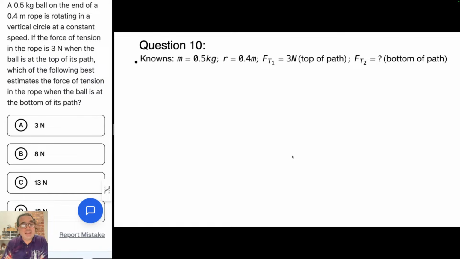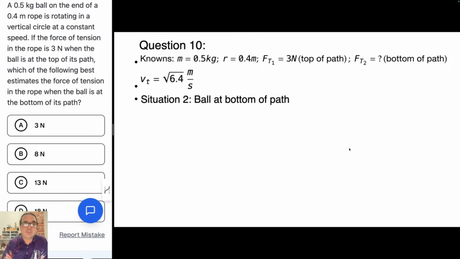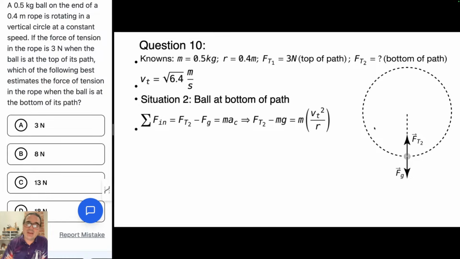So again, we have all of our knowns, but now we also know the tangential speed of the ball. It is the square root of 6.4 meters per second. In situation 2, the ball is at the bottom of the path. So now the force of tension is in the direction of the string, so that's going to be towards the center of the circle, and the force of gravity is still down. So realize, again, in is positive, out is negative. So when we sum the forces in the in direction, the force of tension 2 is positive, the force of gravity is negative. Again, force of gravity is negative because it is out.